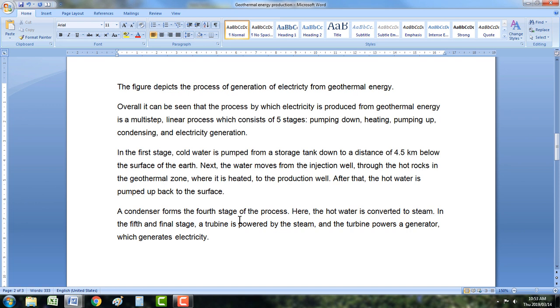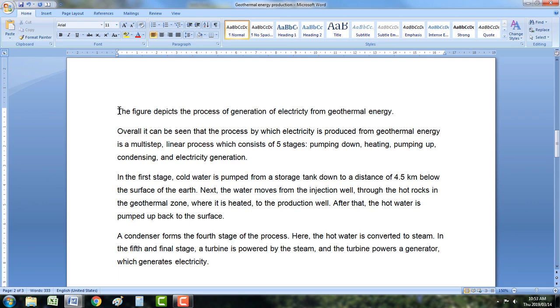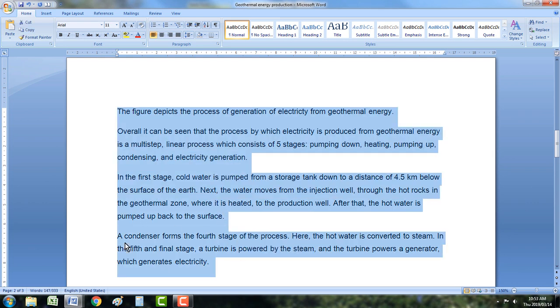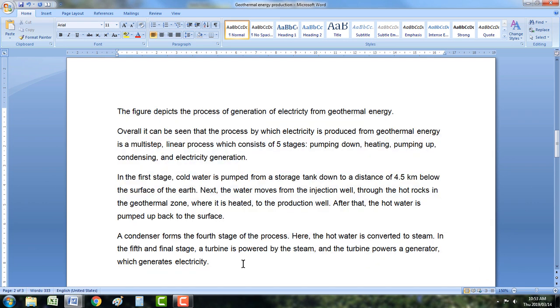And that's that. If this was a cyclical process, you would say something at the end here and the process starts all over again. Sorry, this should be turbine. But it's a linear process, so we don't have that. Let's see how many words. It's 147 words, so it's fine.